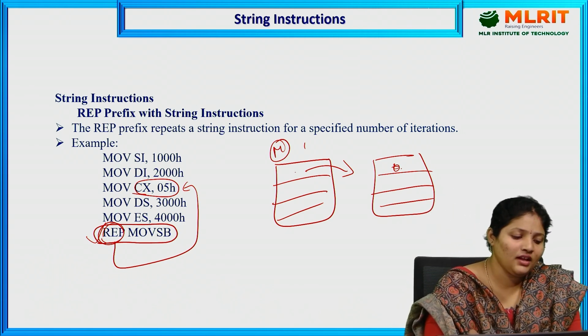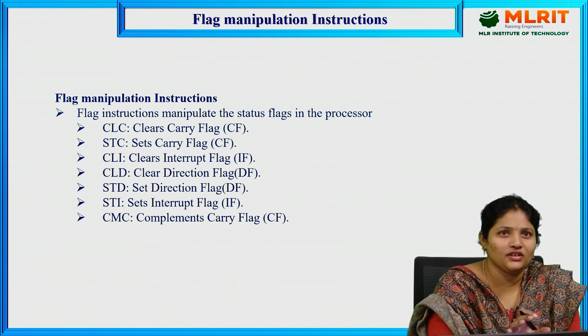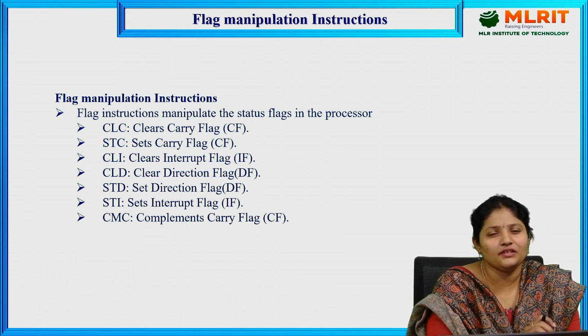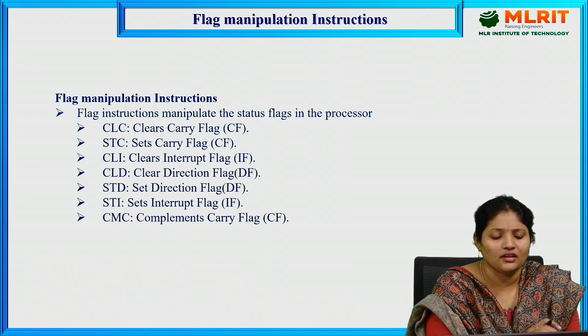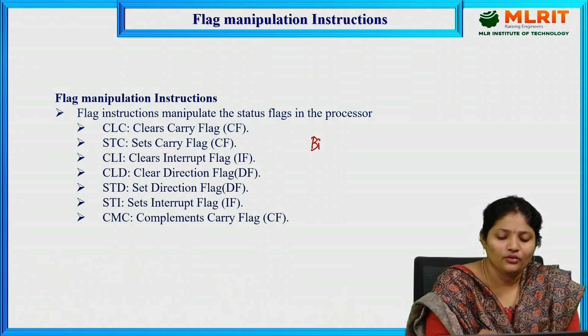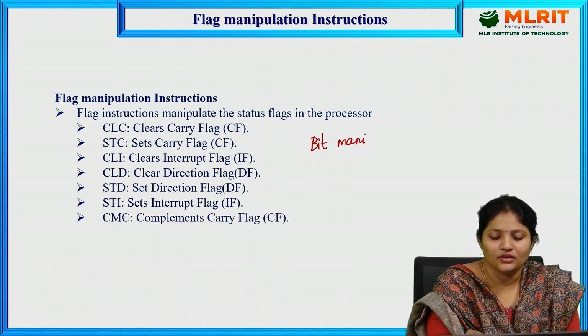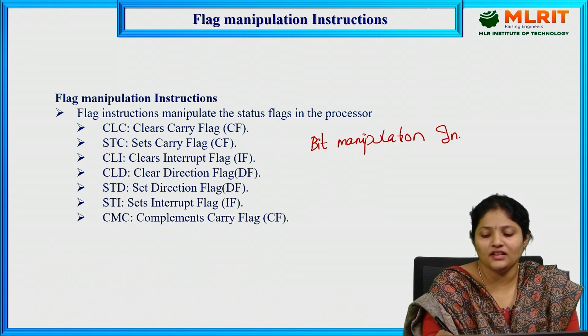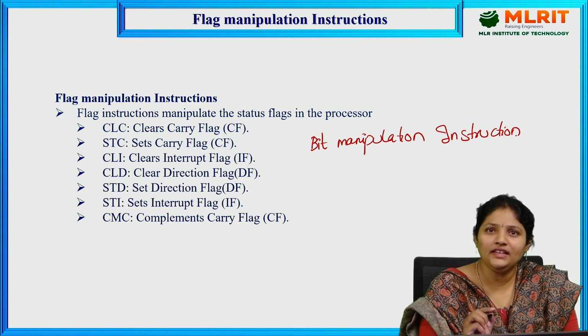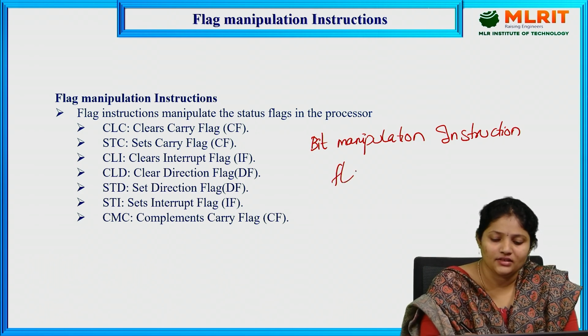Next, coming to the flag manipulation instructions. These are all the flag manipulation instructions present in the 8086 microprocessor. These instructions are also known as bit manipulation instructions. They are called bit manipulation instructions because they are used to alter a single bit present in the flag register.